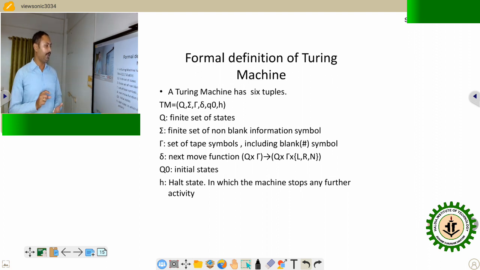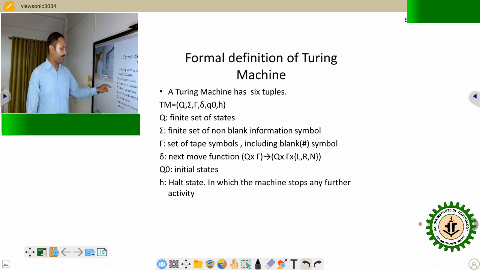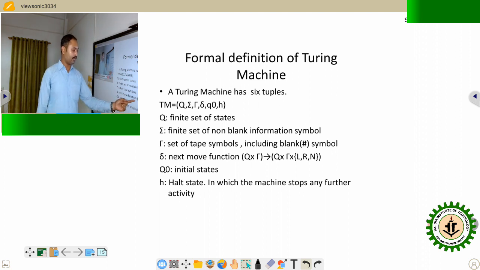Means after performing the write operation, the symbols we are getting are denoted by this term, and this set includes the blank symbol also. And H is the halt state. And this is the transition function. So every Q, after accepting an input symbol, will again go to another state which is also in Q, and the movement will be left, right or neutral.